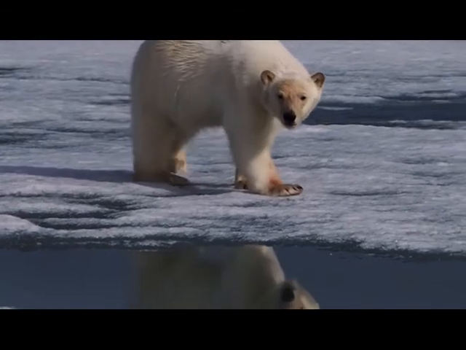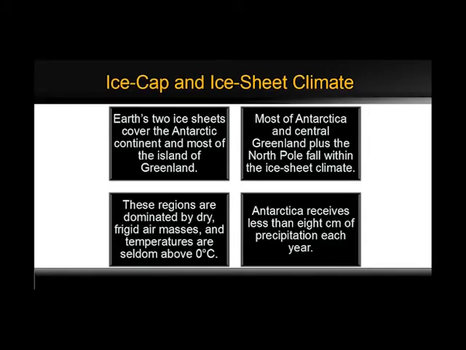The ice cap and ice sheet climates are found mostly on Greenland and Antarctica, about 90% of the Earth's land area. Ice caps may be thousands of meters thick. Ice caps also have extremely low annual temperatures, for example, negative 20 degrees Fahrenheit in Greenland. Precipitation is low because the air is too cold to hold much moisture. Snow occasionally falls in the summer.